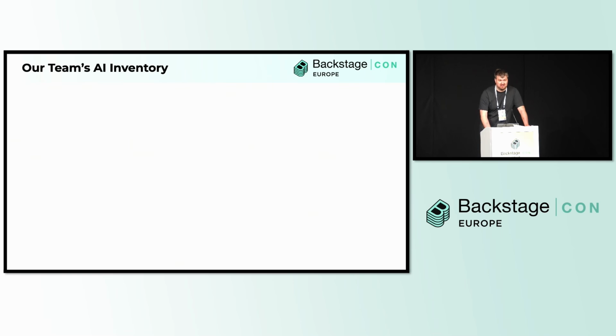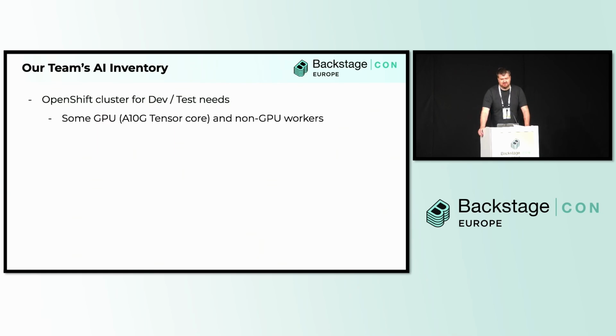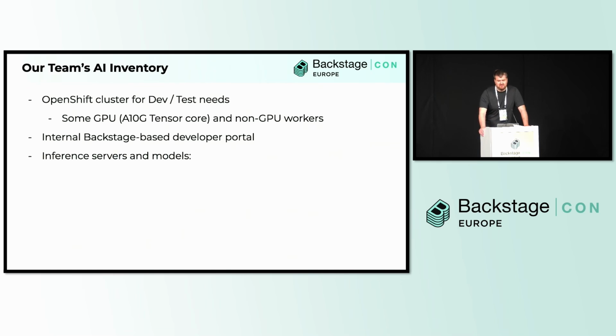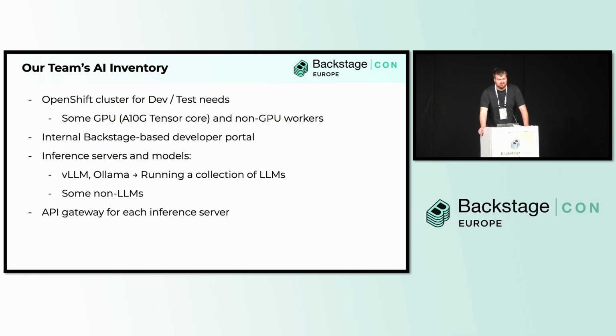So in terms of our team's internal AI inventory, we've got an OpenShift cluster for our dev and test needs, which has a set of GPU and non-GPU nodes on it. We've got an internal Backstage-based developer portal, and we've got a set of inference servers and models that we use for our dev and test needs. This is a mixture of LLMs and non-LLMs, but the main point is they're all exposed over an API gateway, with an API gateway for each inference server, and they've each got their own set of access instructions and usage requirements, so to speak.